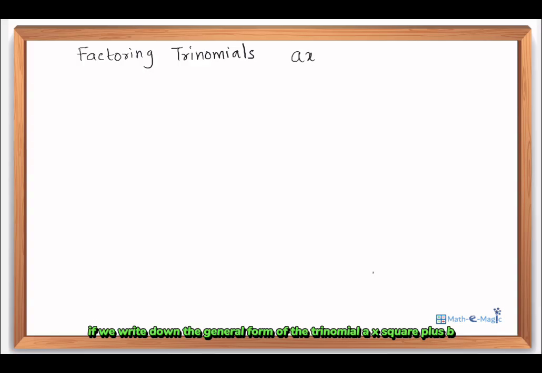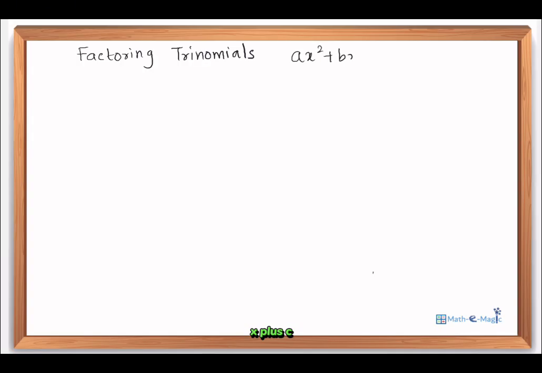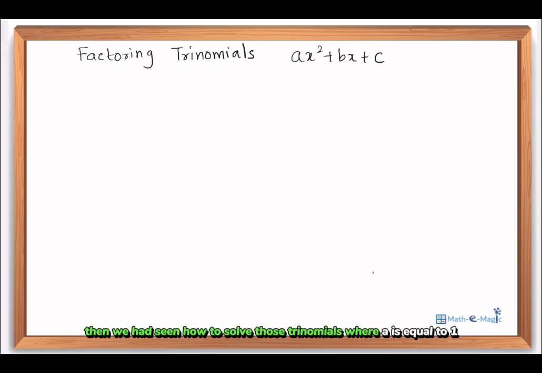So in one of our previous videos, we have seen how to factorize trinomials. We had seen the factoring of trinomials, and we had seen those trinomials whose coefficient of the quadratic term was equal to 1. That is, if we write down the general form of the trinomial ax squared plus bx plus c, then we had seen how to solve those trinomials where a is equal to 1.